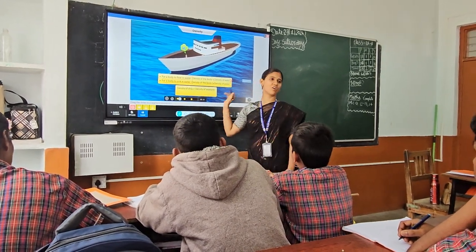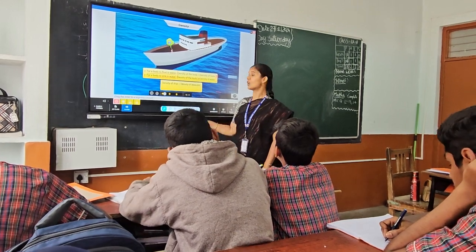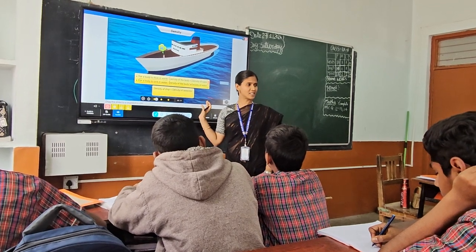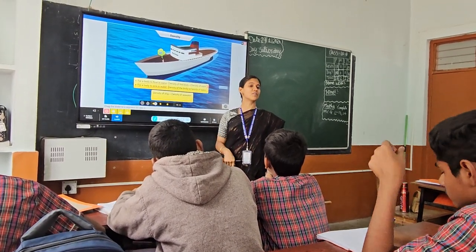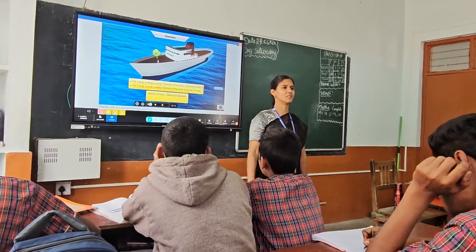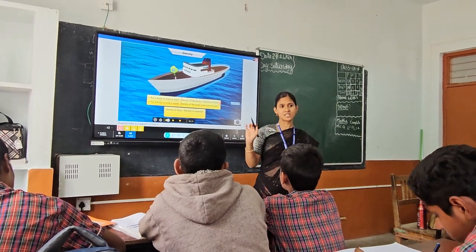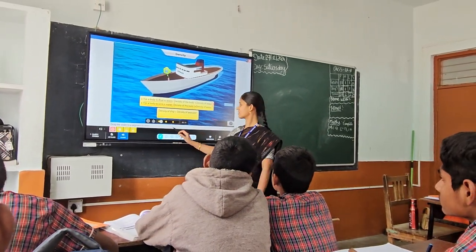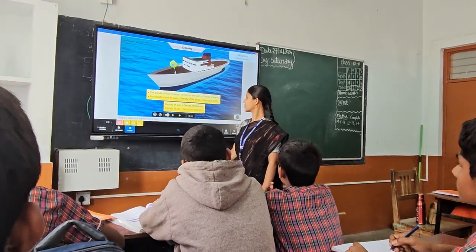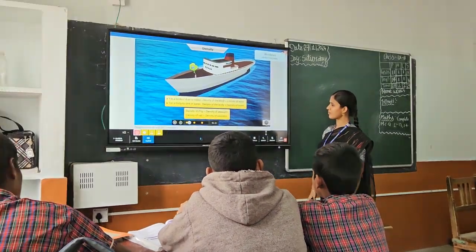So this is the main concept: why some objects float and why some objects sink. Now we will learn in detail what is density. This condition you understood, no? When the density of the object is less, the object floats on water. When the density of the object is more, the object sinks in water. Clear? Whereas the nail sinks as its density is more than that of seawater.